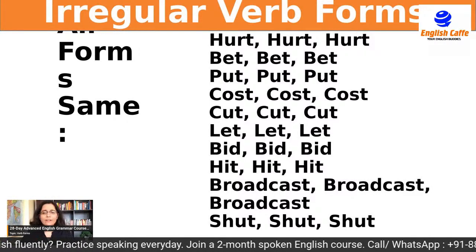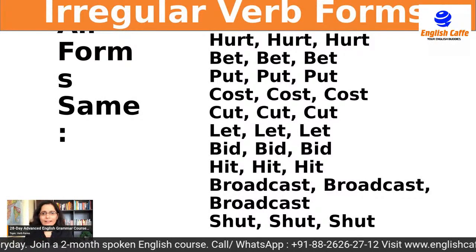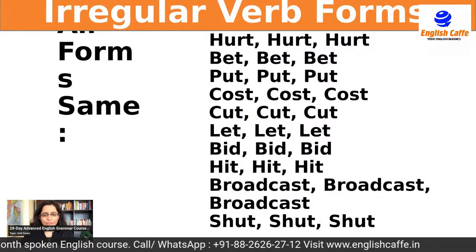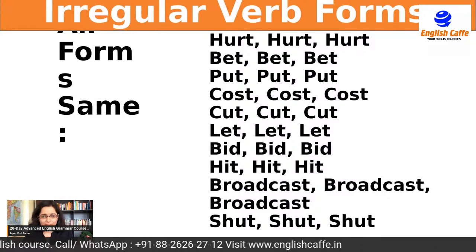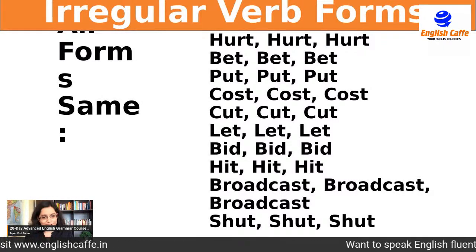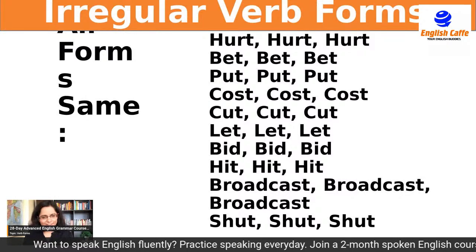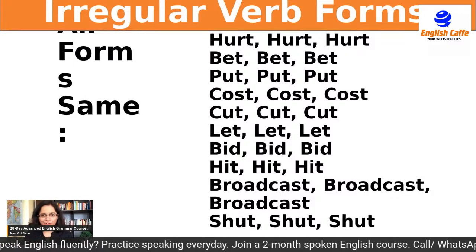So let's get started. First, we'll talk about the verbs that have the same form. You know, the first, second, and third forms are the same. Here they are: hurt, hurt, hurt; bet, bet, bet; put, put, put; cost, cost, cost; cut, cut, cut; let, let, let; bid, bid, bid; hit, hit, hit; broadcast, broadcast, broadcast; shut, shut, shut. No change. All the forms are the same.